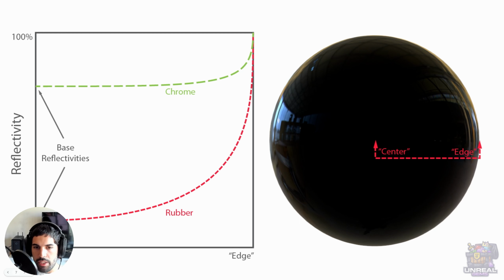Same goes for the dielectrics. For example, rubber, they have a base reflectivity that is lower than metals, but they still go from, for example, in this case, 20% reflectivity to 100% at a grazing angle. So you can see the effect pretty well with these graphs.